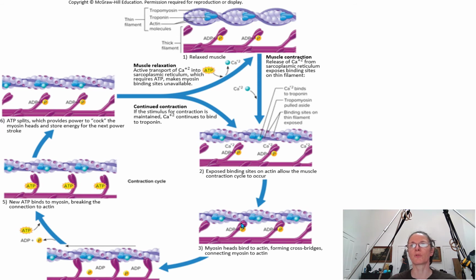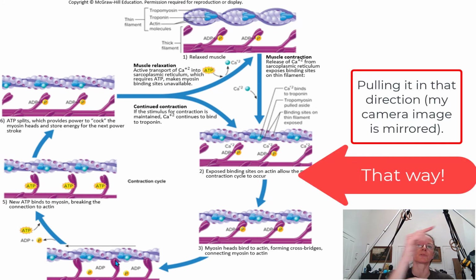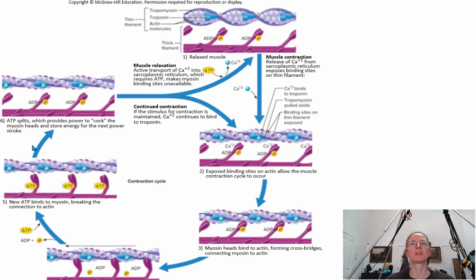So what they do, they form cross bridges. And they will form a cross bridge and they will grab onto this thing. And then they will pivot, just like a ratchet, and pivot towards the M line. And that will pull these actin filaments towards the M line. In this case, it's pulling in this direction. So it's going to pull the actin filament in this direction. And then it's going to release it. And it's going to start the cycle all over again.